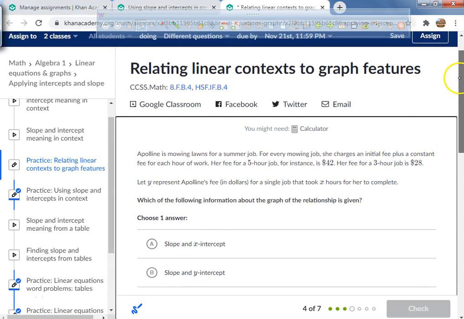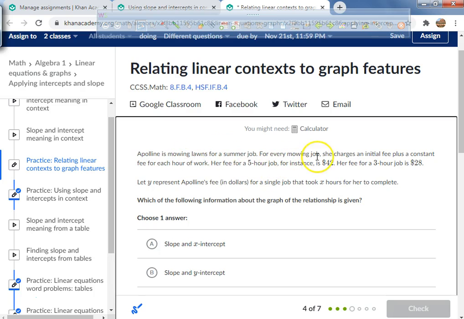Alright, so in this particular recording, we're going to be dealing with relating linear context to graph features. If you're following along, it's going to be kind of tough to take notes exactly because we're dealing with word problems. You don't want to have to write the whole word problem down, but at least you can follow along and write certain things down. So I don't know how to pronounce this person's name. I apologize. I'm going to just go with Pauline is mowing lawns for a summer job.